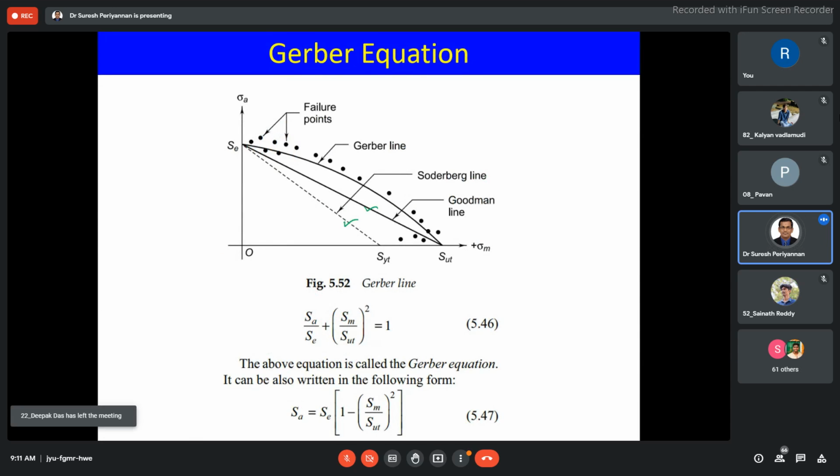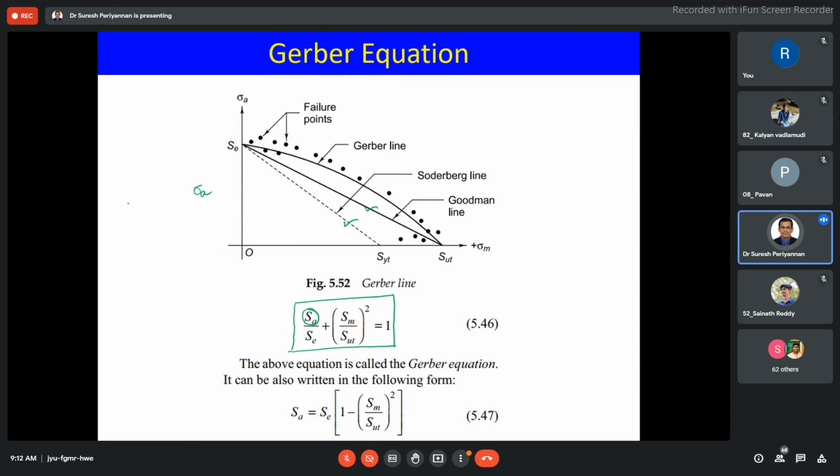Now, see here the points. In Goodman theory, the material is under yielding or ultimate strength, hence the squared equation. I am telling this. Now see here, SA by SE. The Gerber theory was obtained based on his concept: SA by SE plus SM divided by SUT, where SA is sigma A.